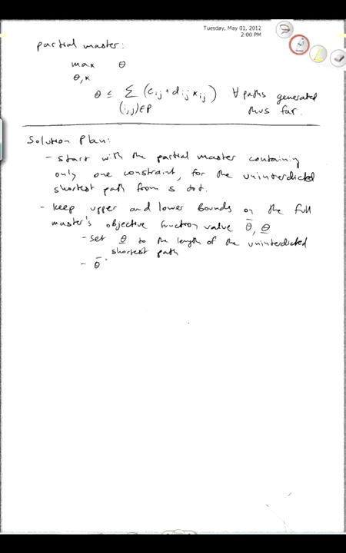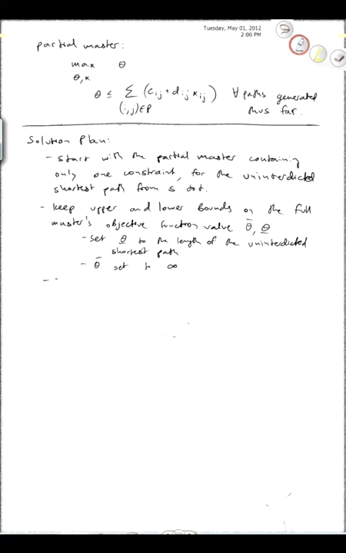And our upper bound is going to be optimistic. So we're going to set it to infinity. So that's because we could potentially have enough attacks to totally disconnect this shortest path player from S to T. And if we do that, then the full master would have a solution of infinity. And so we're going to start out being optimistic like that.